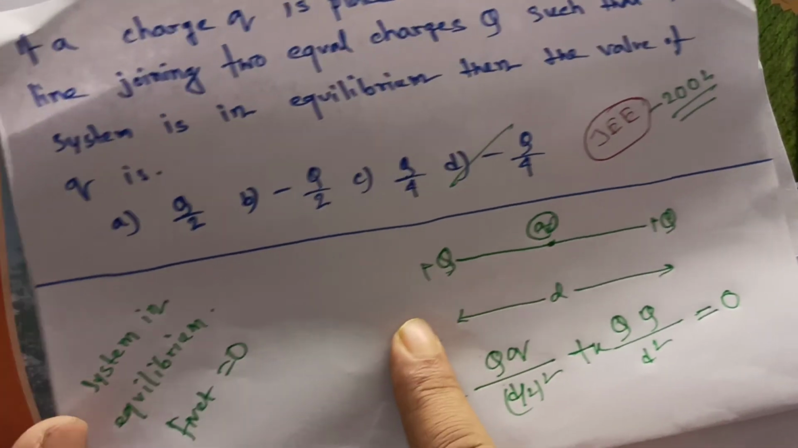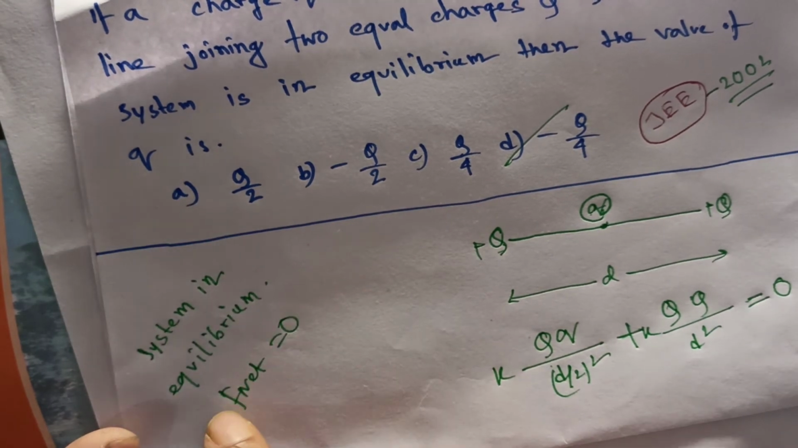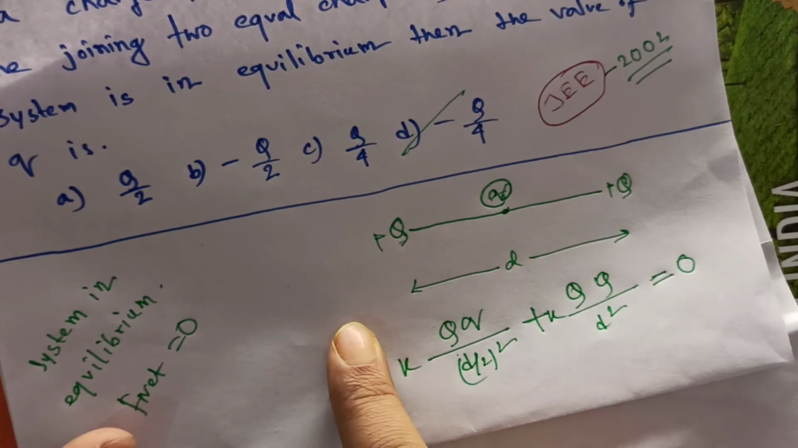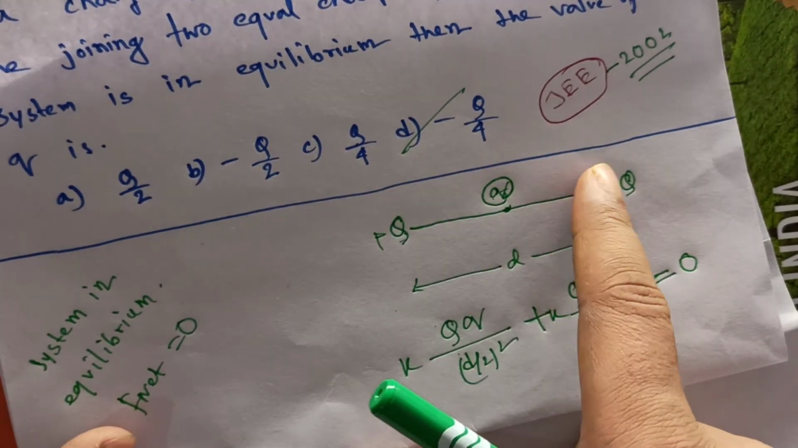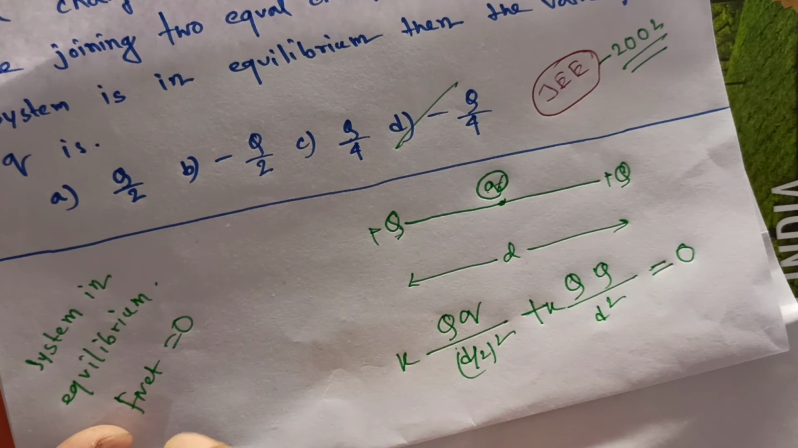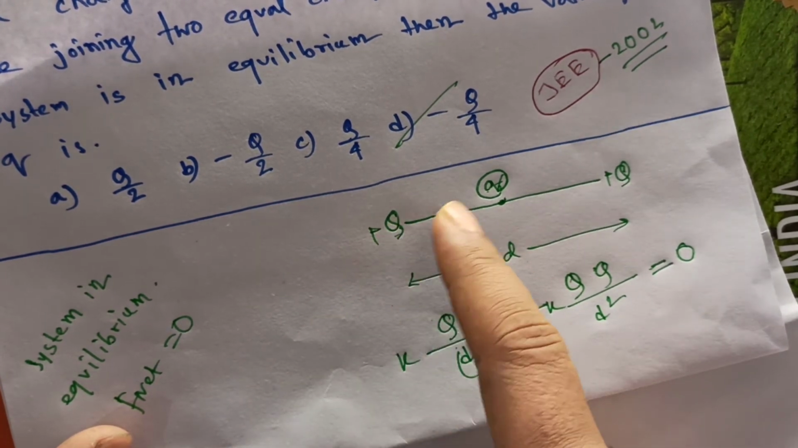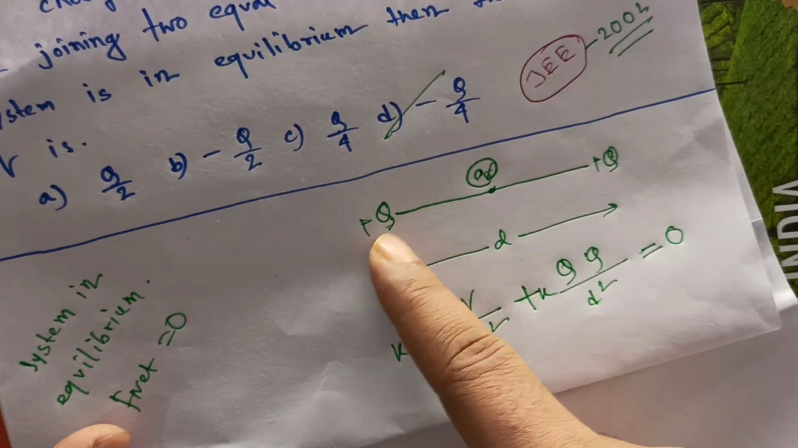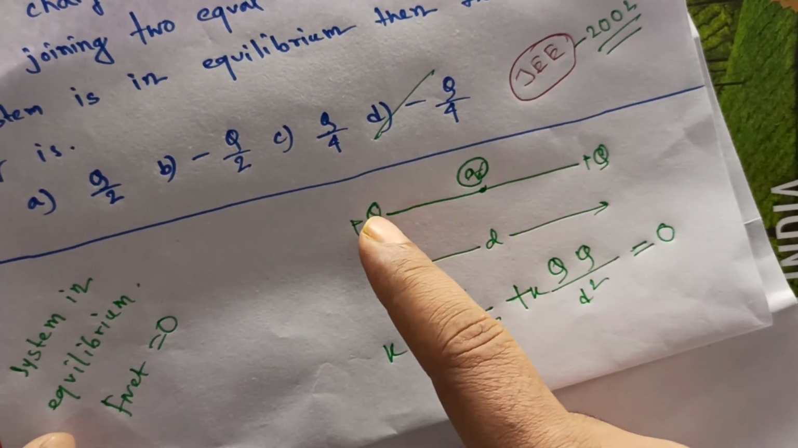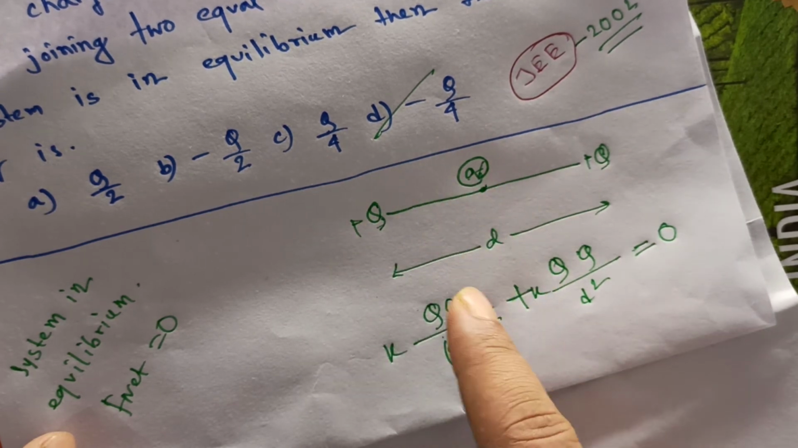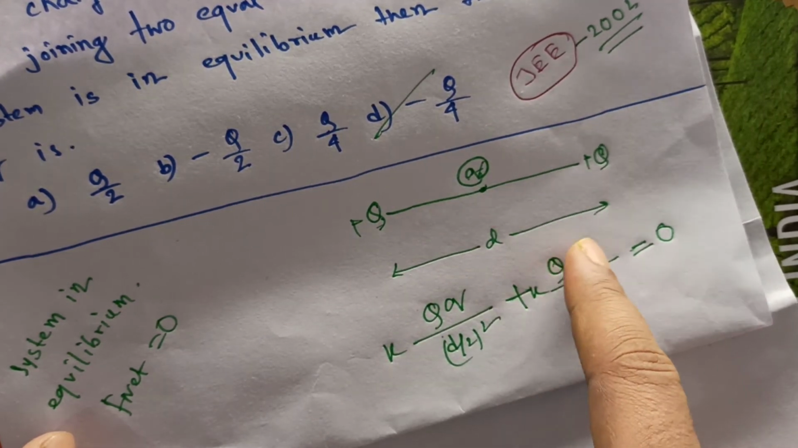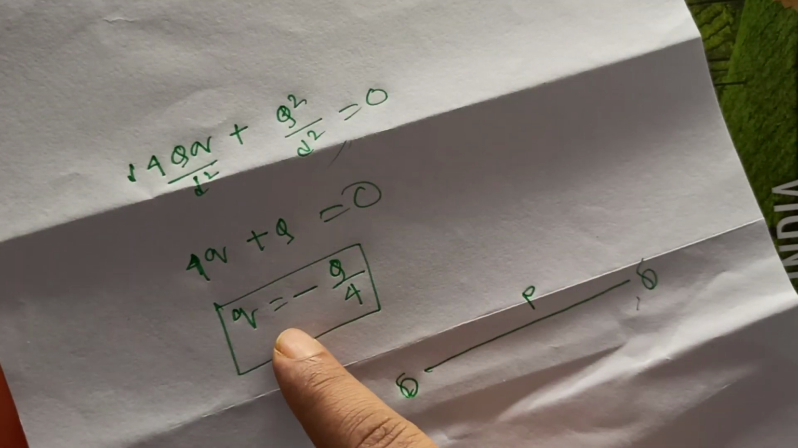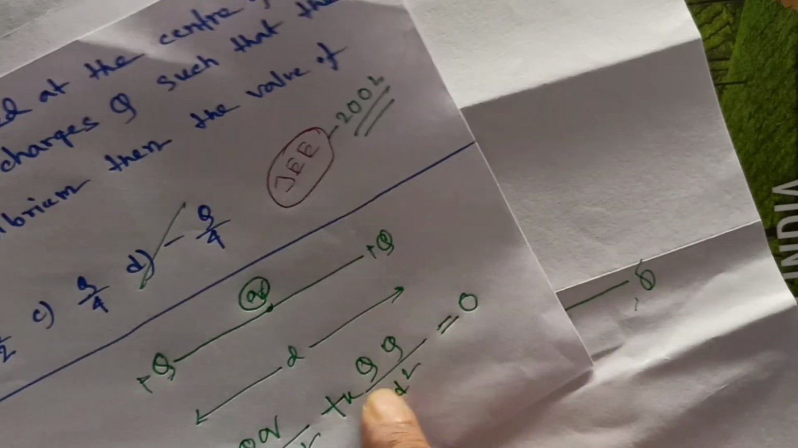What is the condition of equilibrium? Net force must be 0. So how many forces are acting between these two charges? There is one force, and between these charges there is another force. So what is the net force? Q into small q by (d by 2) whole square, because the total distance between the two capital Q charges is d, so the distance between small q and capital Q is d by 2, plus k into Q by d square equals 0. After solving this, what is the value of small q? Small q is minus Q by 4. So that is my answer.